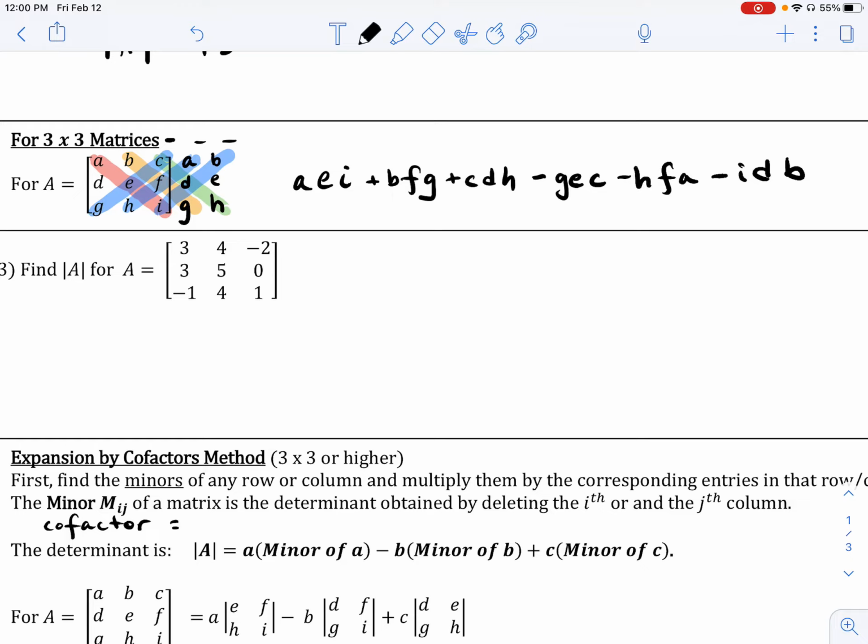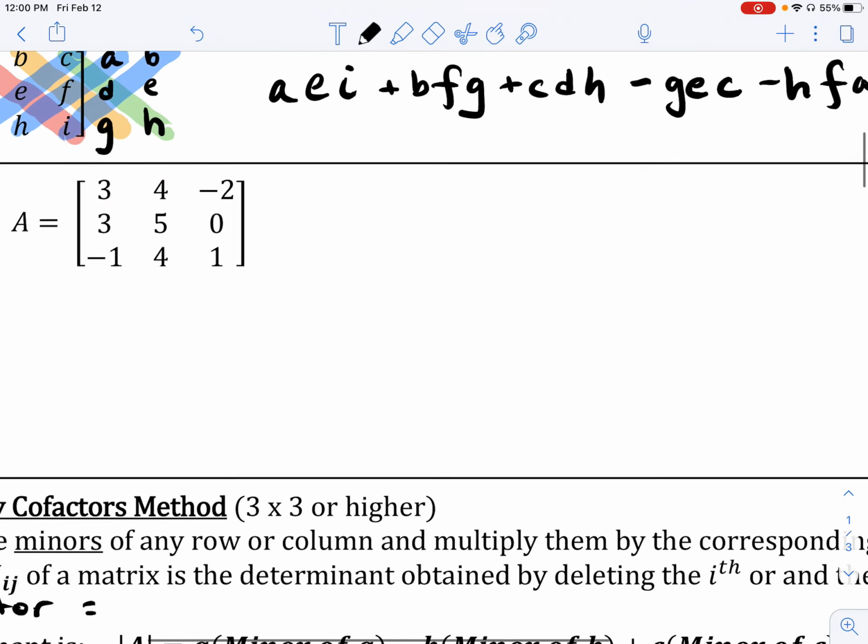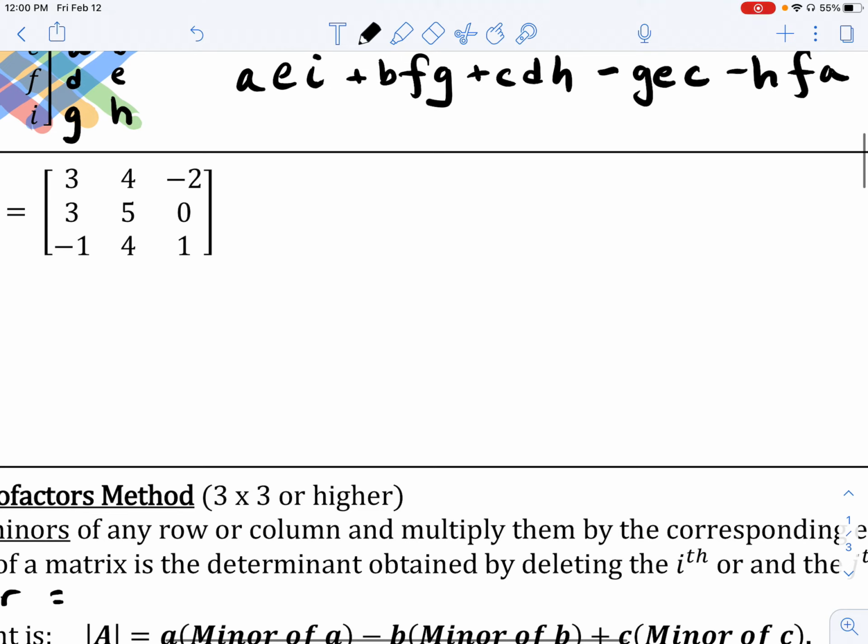So here, I'm not going to write out every single number, but let's just start by rewriting the first two columns on the outside. So I'm going to write 3, 3, -1. That was that first column that I'm rewriting over there. Then 4, 5, 4, which is that second column there. Now I'm ready to do my diagonals.